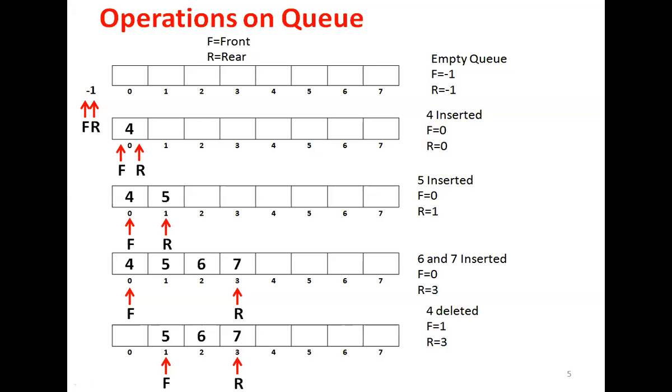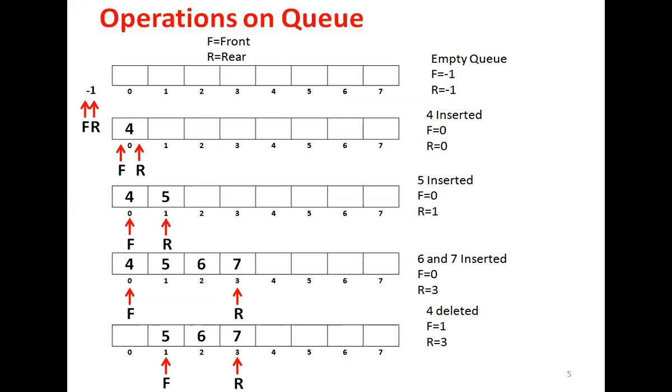Empty. So this is another condition for empty. If front is greater than rear, then also we can say that queue is empty. So for empty, two conditions are there. If front and rear both are -1, then we can say that queue is empty. Also, if front is greater than rear, then also we can say that queue is empty.